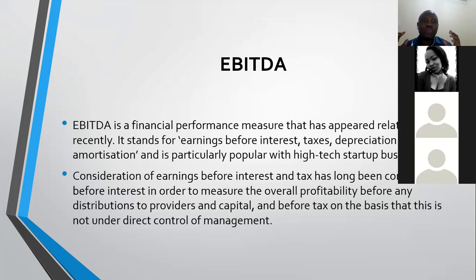This is one of the most important financial elements in every organization, EBITDA. EBITDA is basically the operating cash flow, because you are adding back all the non-cash items, such as depreciation and amortization.